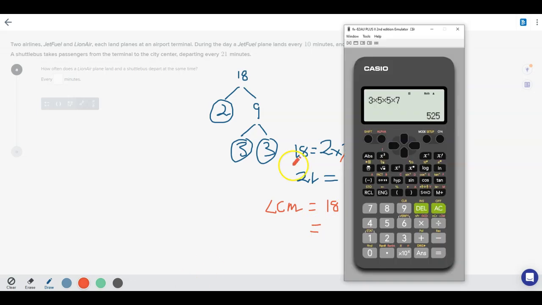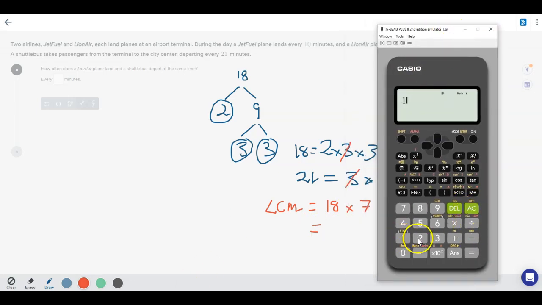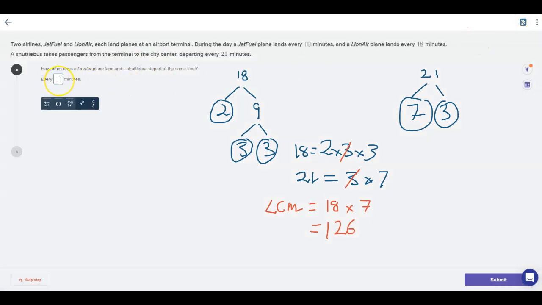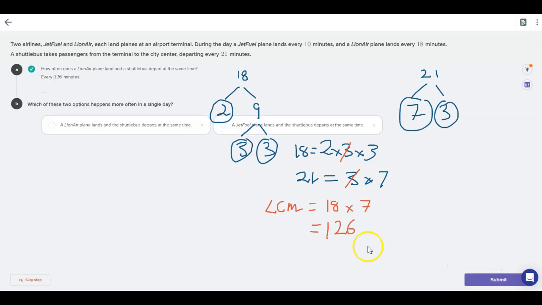And I actually don't know that off the top of my head, so let's do that in our calculator. So clear the last one. 18 times 7 gives us 126. So we're saying after 126 minutes, there will be a Lion Air plane landing and a shuttle bus departing at the same time. So that should be the answer for this first part, after 126 minutes. Let's see how we go. Excellent.